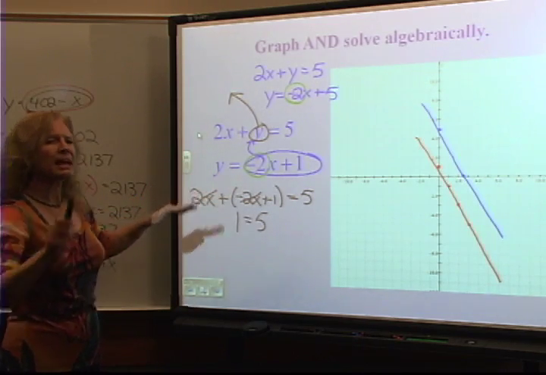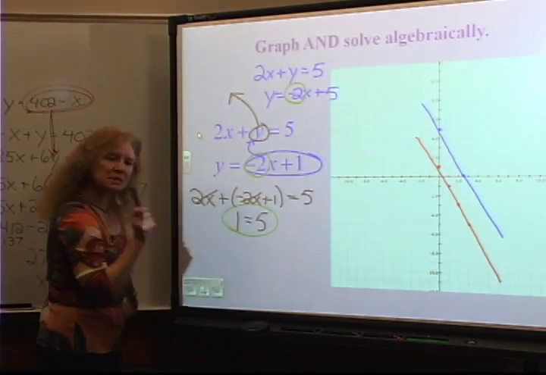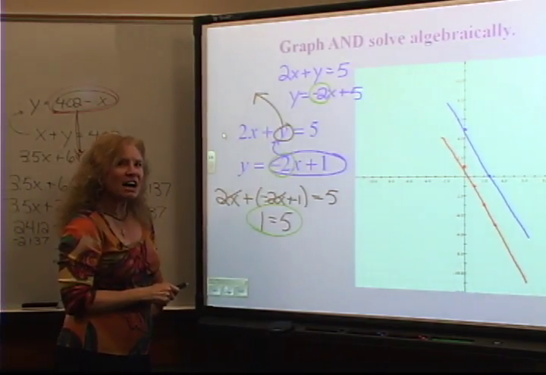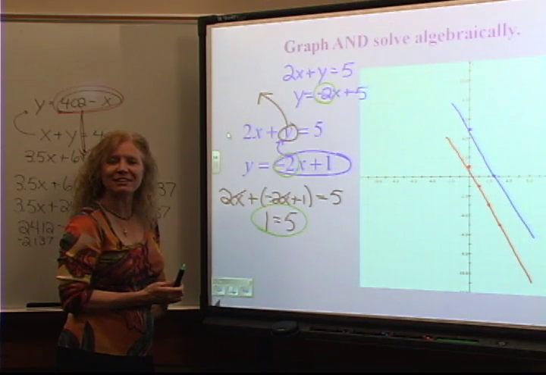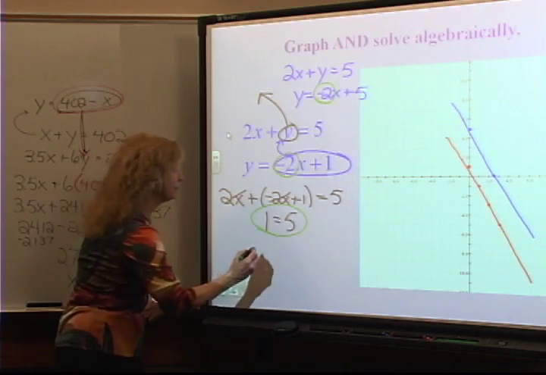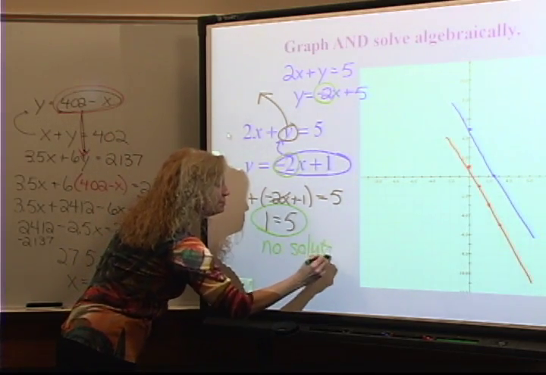Nothing. And here's what's interesting: when you look at your result, you get 1 equals 5. You ask yourself, when does 1 equal 5? Never. No solution.